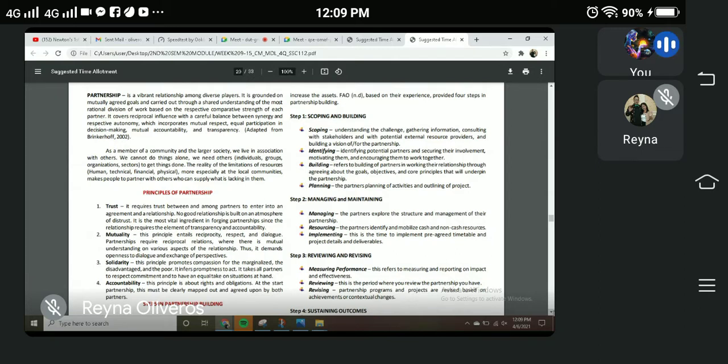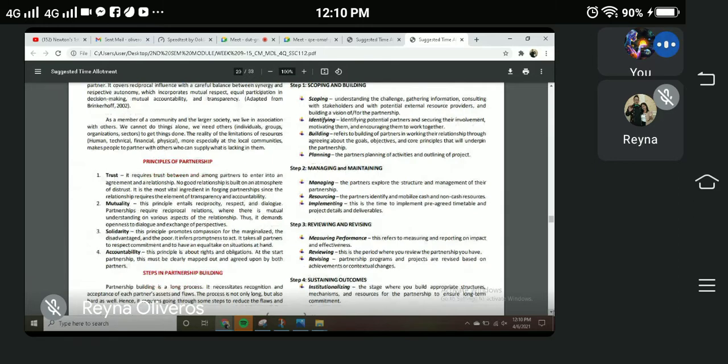Then number 4 is accountability. When we say accountability, it is a principle that is about rights and obligations. It always starts at the partnership. This must be clearly mapped out and agreed upon by both partners. Hindi po pwedeng isa lang yung gagalaw. Hindi po pwedeng isa lang ang kikilos. Diba? There should be accountability. And in a partnership, both parties should take ownership of the organization na binuo nila in order for it to become successful. So here are the different steps in partnership building.